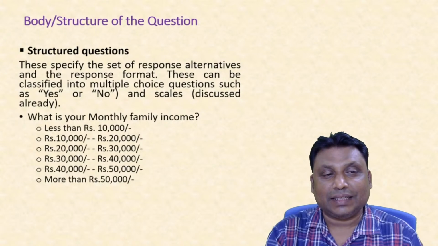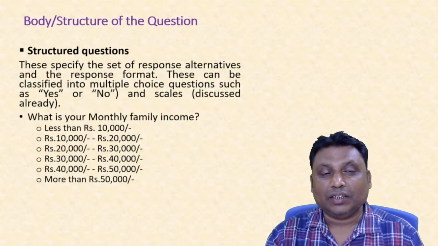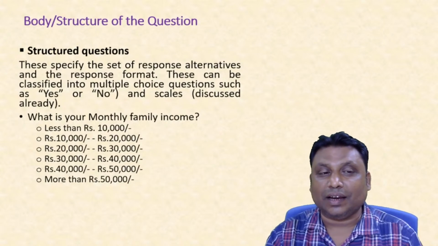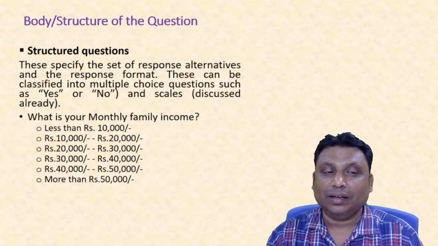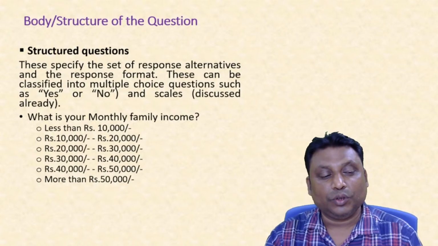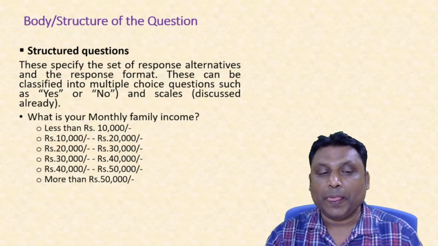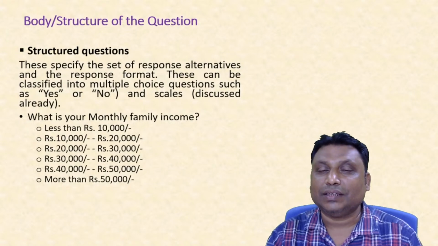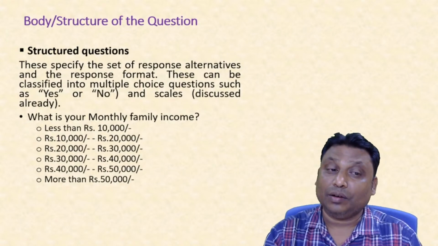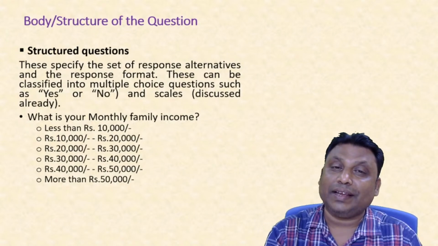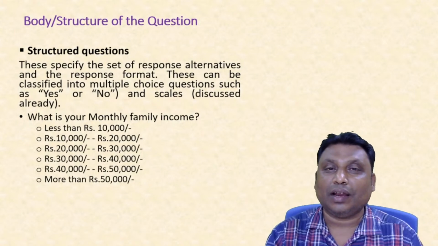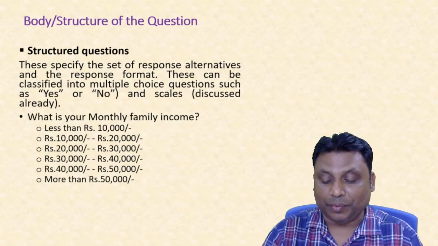Similarly, in cases like, what is your monthly income? At that time, you are not writing, they only have to tick mark. So you should take less than 10,000 as 1, 10,000 to 20,000 as 2, 20,000 to 30,000 as 3, 30,000 to 40,000 as 4, 40,000 to 50,000 as 5, and more than 50,000 as 6. Because if you are not writing in this way, the computer cannot analyze your data. So this is very, very important.